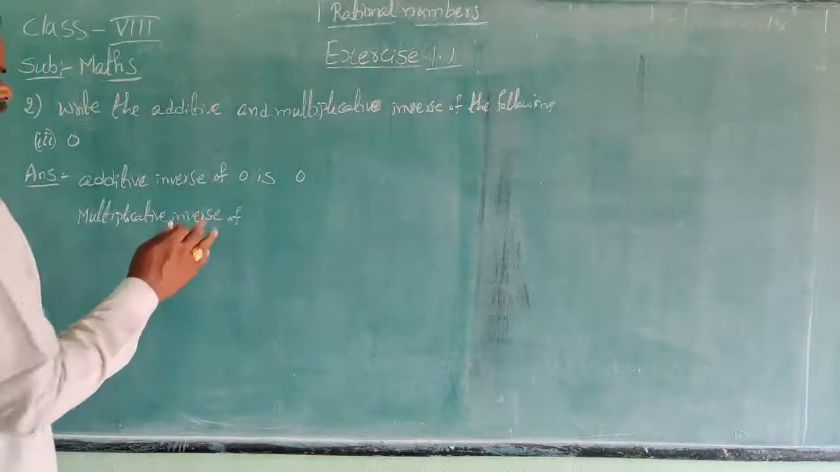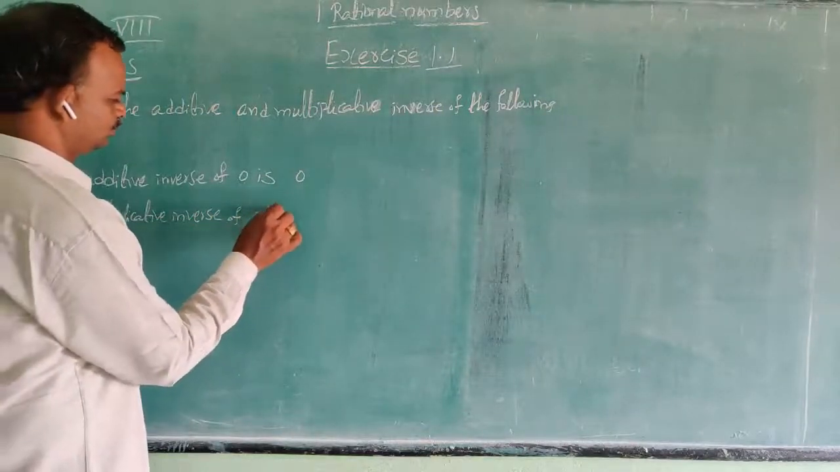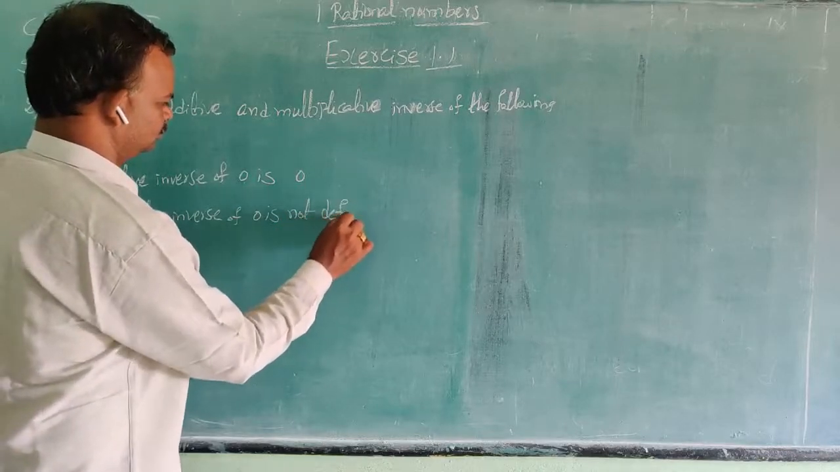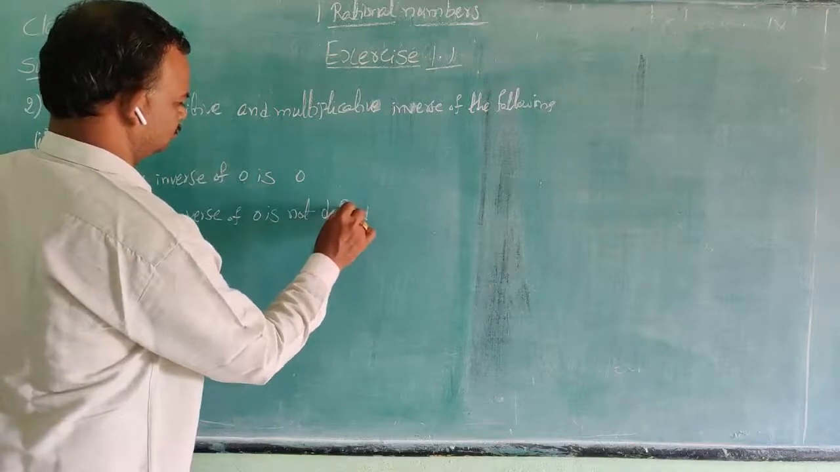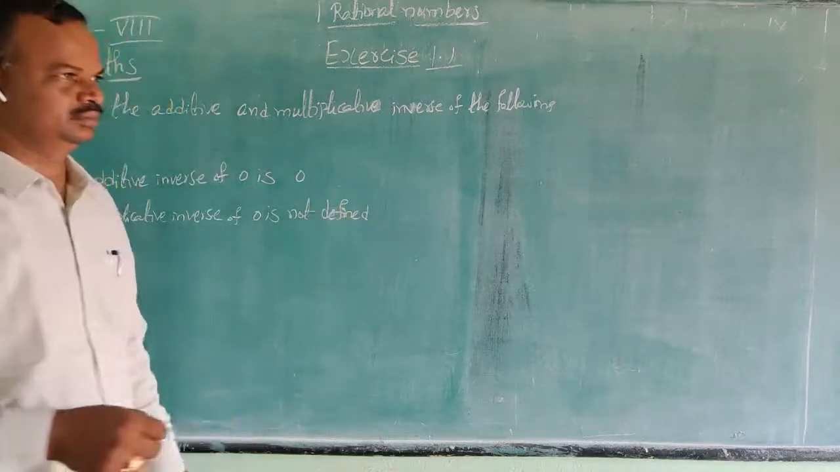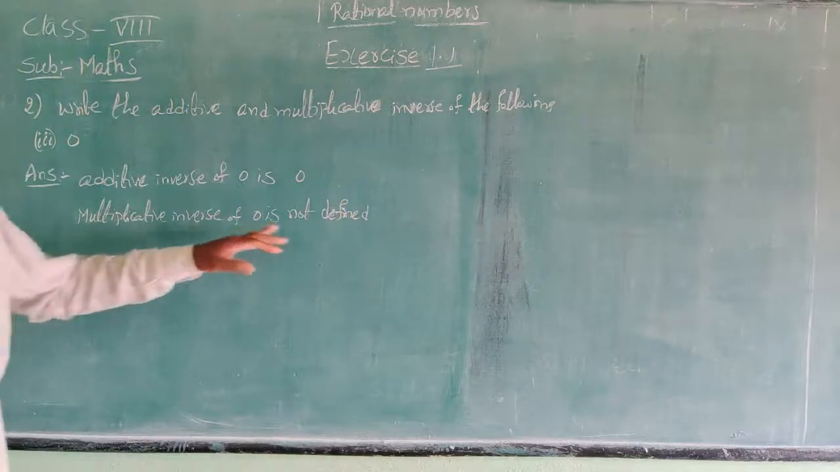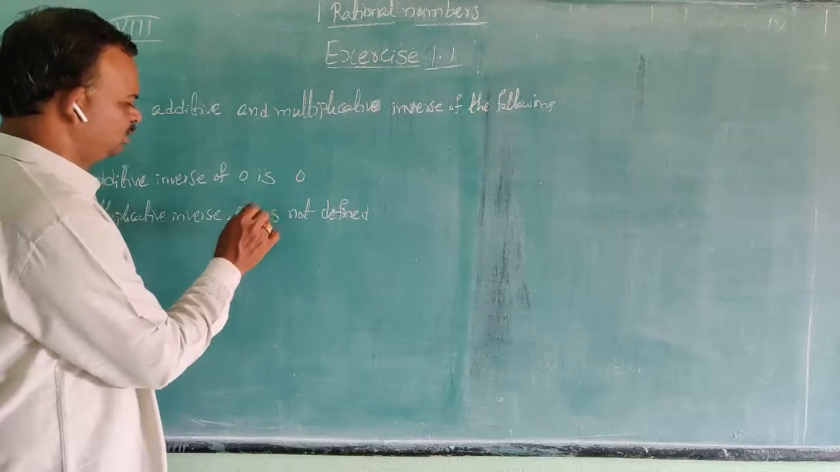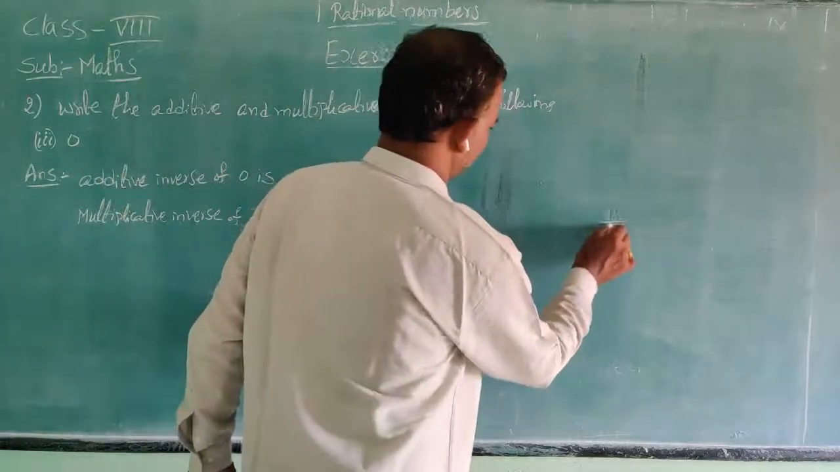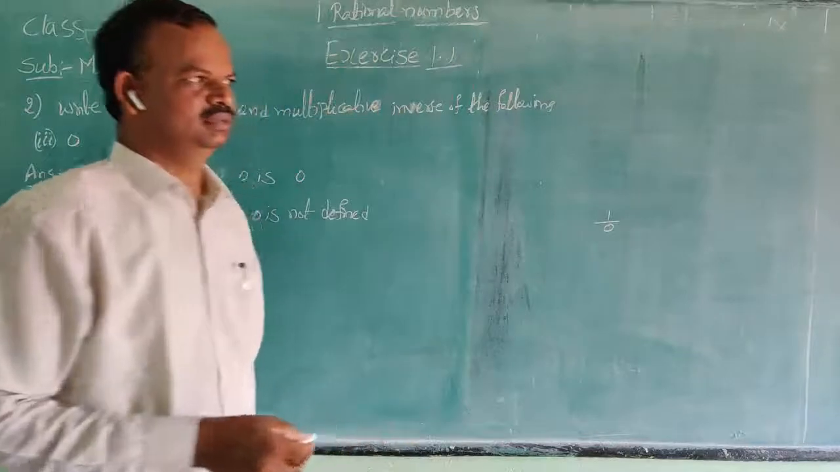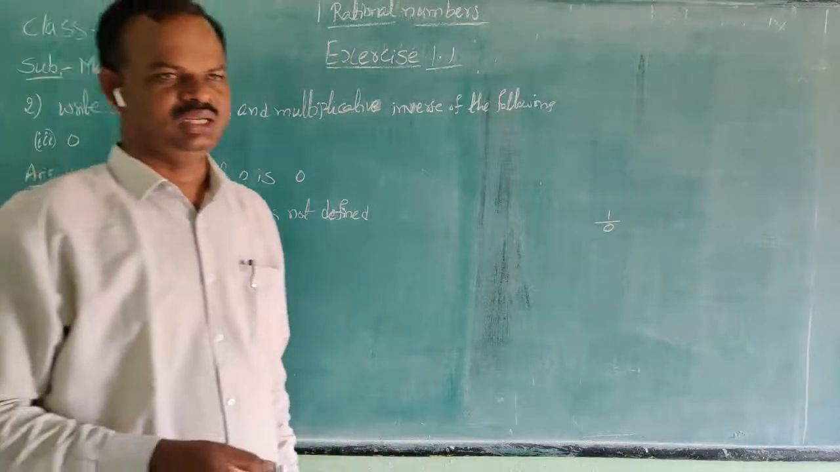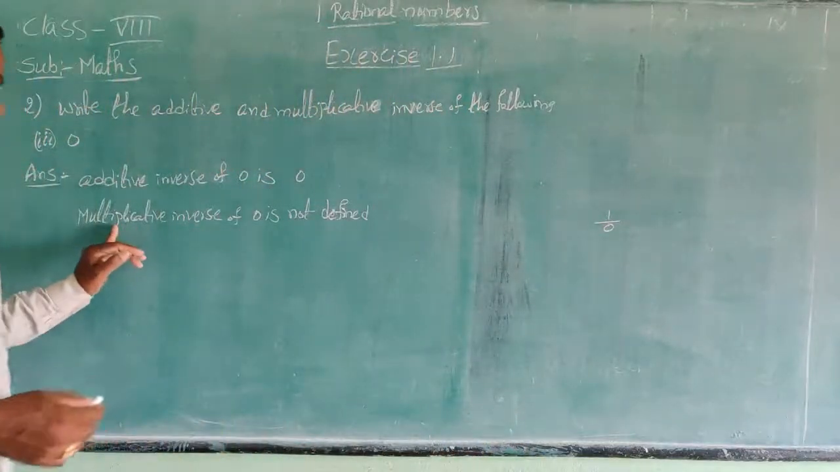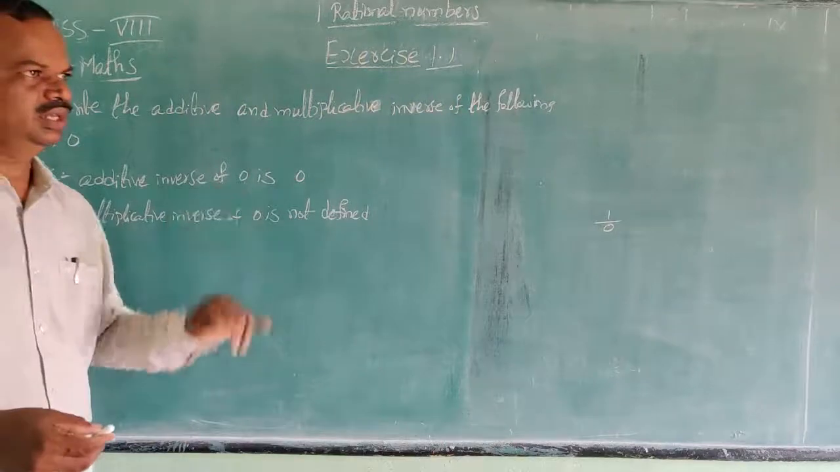Similarly, the multiplicative inverse of 0 is not defined because of the reciprocal of 0. The reciprocal of 0 means 1 by 0. Anything by 0 is not defined. So 1 by 0 is not defined. That's why we write the multiplicative inverse of 0 is not defined.